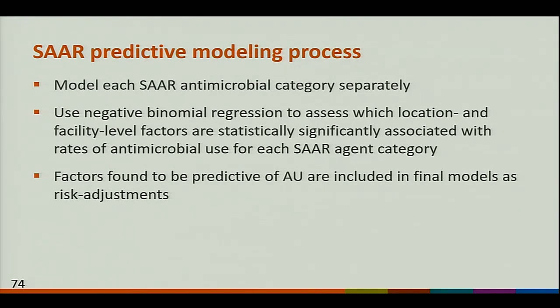Once we've validated our data, we begin the development of our predictive models. We model each category individually using negative binomial regression, assessing which location and facility level factors are statistically significantly associated with rates of antimicrobial use for each SAAR agent category. Factors that are found to be predictive of AU are included in our final models as risk adjustments.